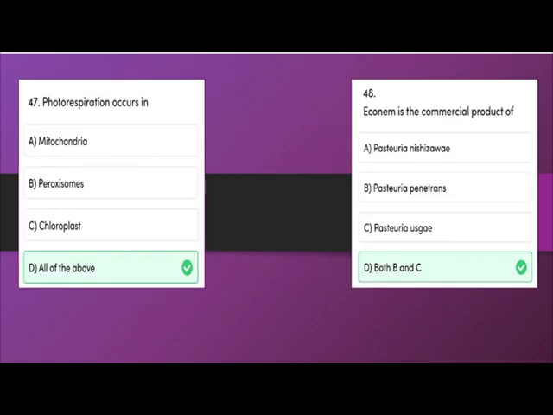Now 47th question. Photorespiration occurs in, and the answer is all of the above. In case of mitochondria, peroxisome and chloroplast, all contain the photorespiration processes. Now come to the 48th question. Econem is a commercial product of, and the answer is both B and C. Both Pasteuria penetrans and Pasteuria usgae are called Econem.